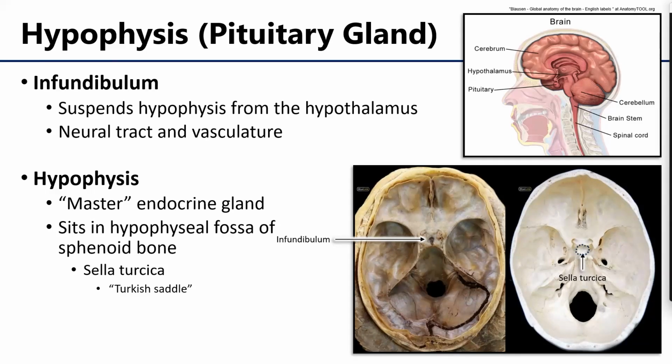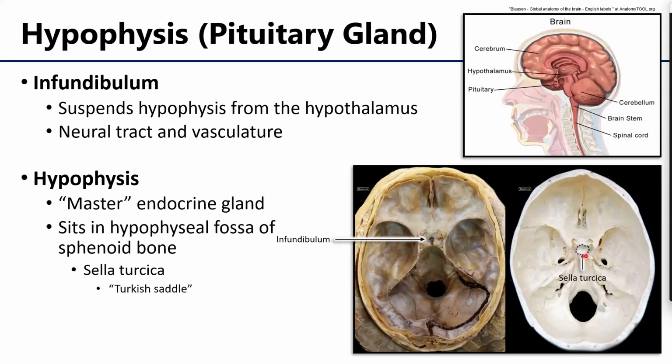The hypophysis itself acts as a kind of master endocrine gland for the body. That means that most of its job is telling other endocrine glands what to do, so what hormones to produce, etc. This all makes it a very important gland, and it is very well protected within the skull. So it sits in its own little hypophyseal fossa, which is right here. You can see it covered with dura in this image as well.